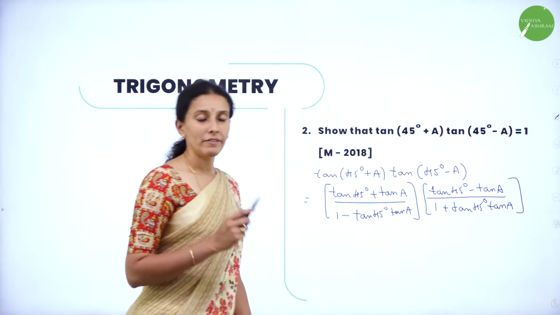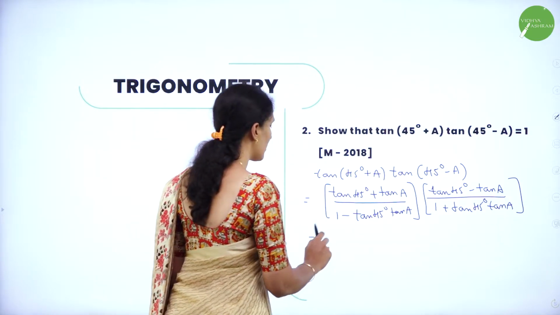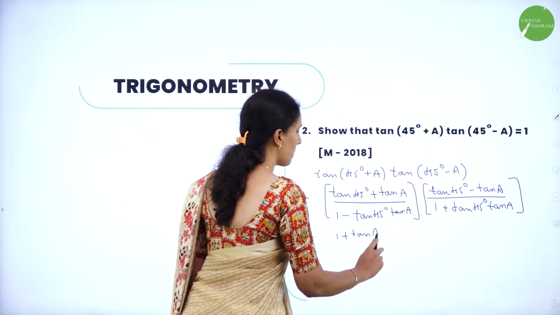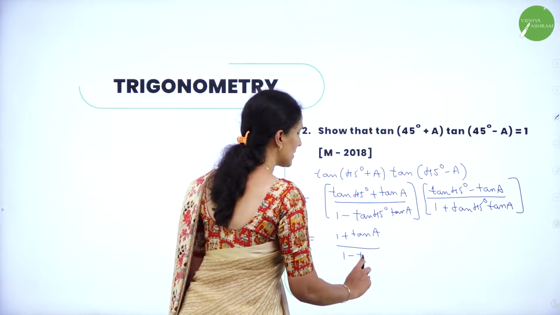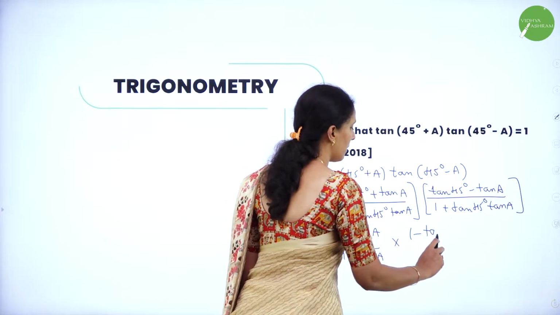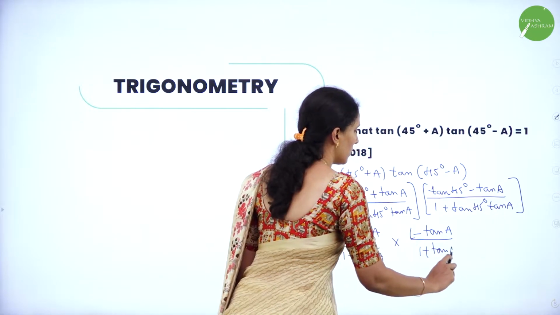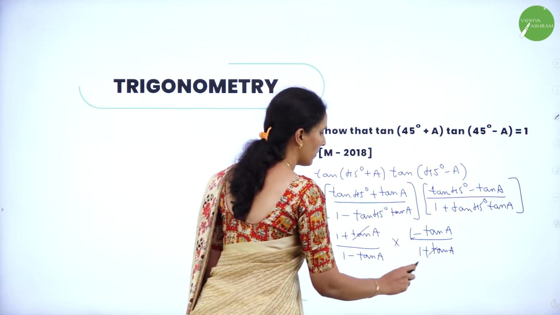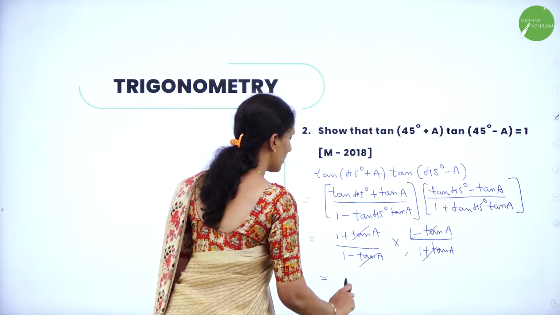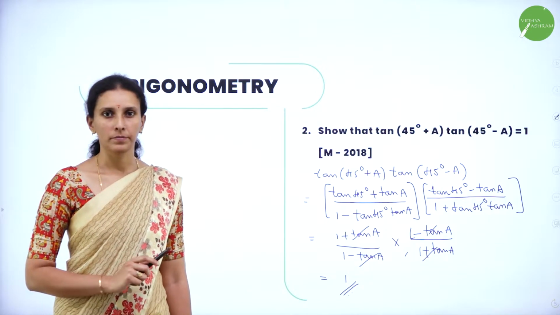So now we know that the value of tan 45 degree is 1. So replace 1 in the place of tan 45 degree. It becomes 1 plus tan A over 1 minus tan A into 1 minus tan A over 1 plus tan A. So here the numerator with the common terms, denominator with the common terms get cancelled. So the answer is equal to 1. So which is the right hand side of the equation.